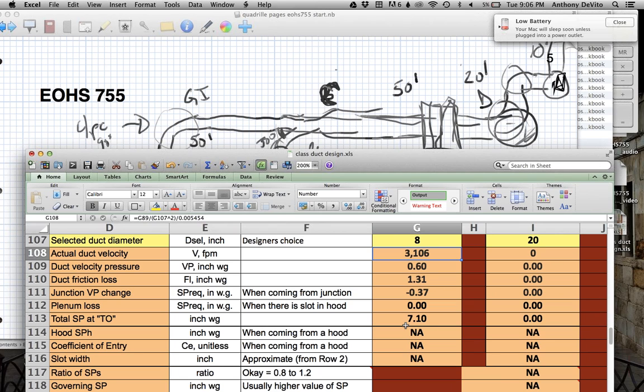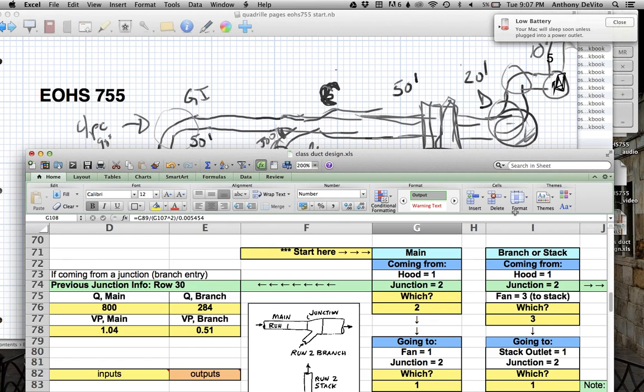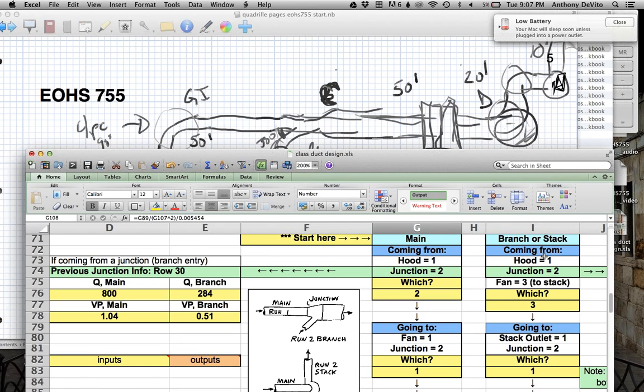The static pressure at the 2 point, now this is the suction of the fan, is 7.1 inches, right? Now that the 2 is the suction side of our fan, that's 7.1 inches is our total static pressure at the fan. Okay, so now we have to complete this. We're at the fan, we have to go up the stack. So the next row is where we take care of that.